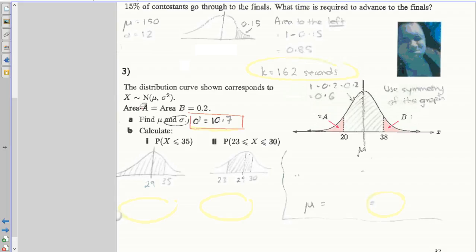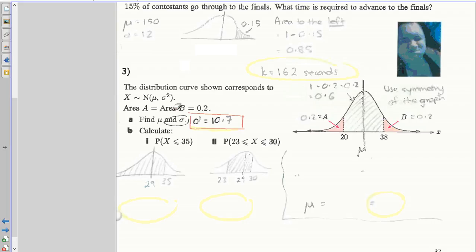Area A equals area B equals 0.2. So they drew this for you. Area A, what did they say it equals? That equals 0.2. Makes sense, it's less than 0.5, so that's easy. What does B equal? The same as A, they said, 0.2. Again, makes sense, it's less than half. So they want us to find the mean and the standard deviation.